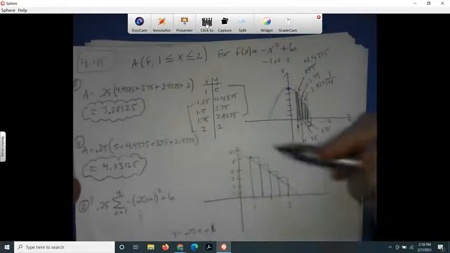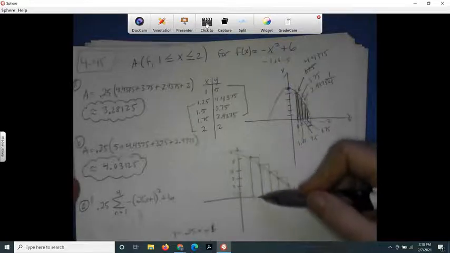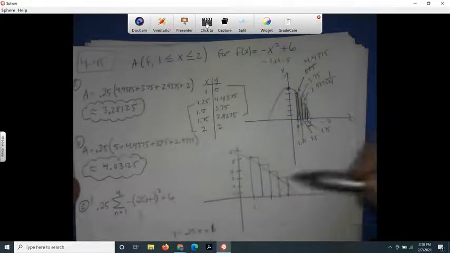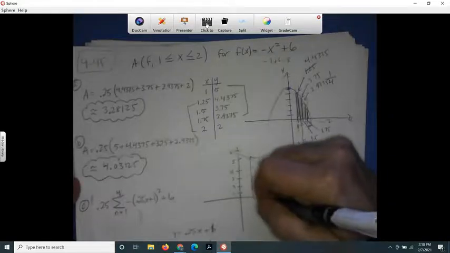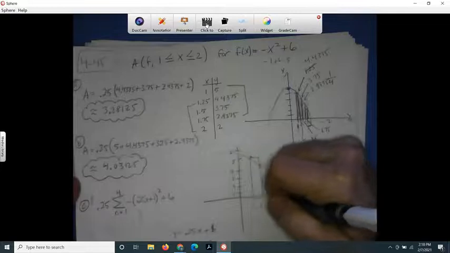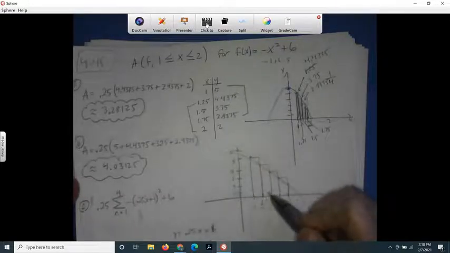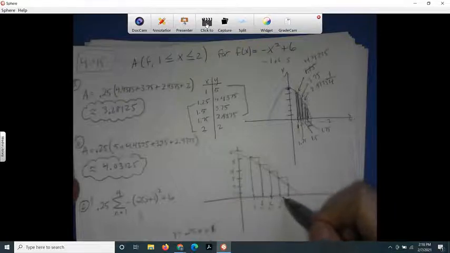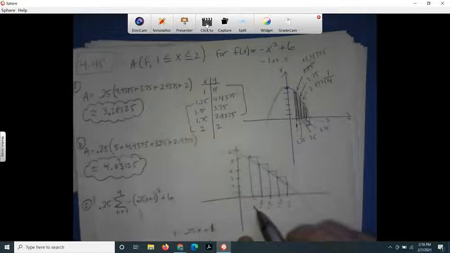So the height of this rectangle is 5, and the width is 0.25, because this has got to be 1.25, and this has got to be 1.5, and this has got to be 1.75, because there have to be 4 rectangles, and they have to fit in between 1 and 2. So that's pretty much the only way you can make it happen.